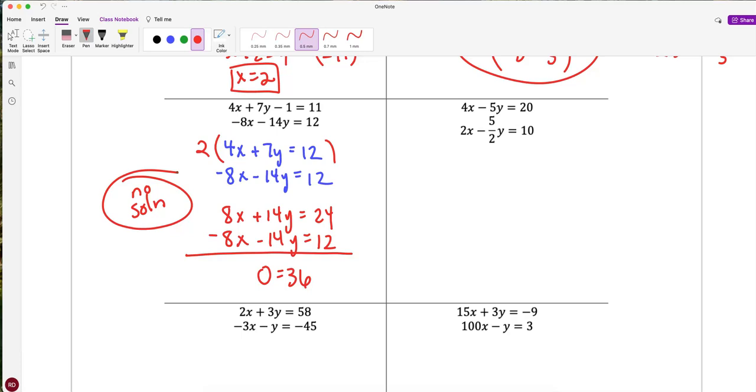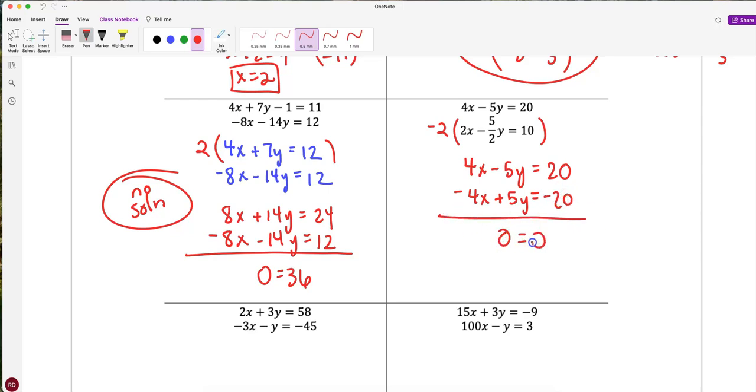If I look at the next one, I could easily make the x's cancel. So if I multiplied this one by -2, the top equation is 4x minus 5y equals 20. Multiply by -2, you get -4x, and then plus 5y equals -20. Add these and you get 0 equals 0. That means that there are infinitely many solutions.